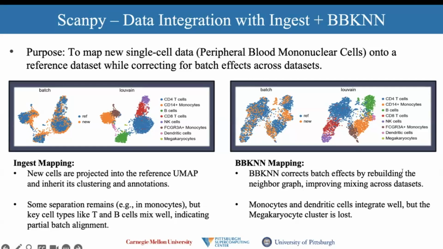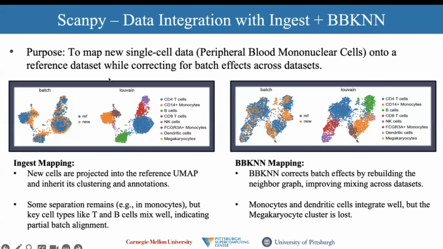So what are batch effects? These are any technical differences that introduce unwanted variation in the data. So they're not any biological differences. On the left here, I show ingest mapping. And ingest mapping is a fast reference-based projection. It preserves structure and annotations. And for example, similar cell types align well, but some batch effects remain.